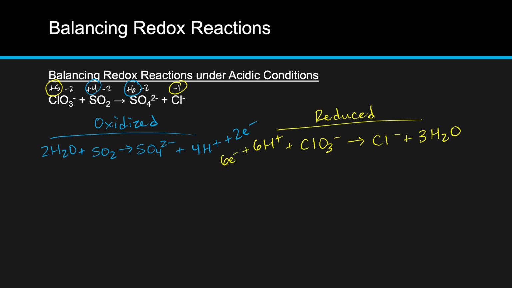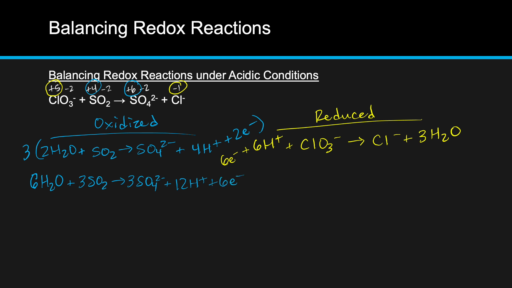Now that our charges are balanced on both half reactions, we now need to make sure our electrons are the same in both half reactions, so when we combine them, they cancel each other out. And we can see in the reduction half equation, we have 6 electrons, and in the oxidation, we only have 2. So we need to multiply this entire equation by 3 in order to get that to 6 electrons. So we're now going to have 6 water molecules, 3 SO2, 3 SO4 2 minus, 12 H plus, and 6 electrons.